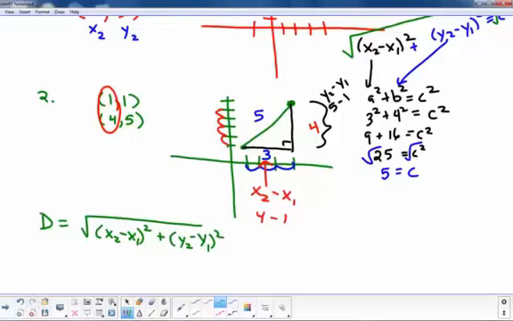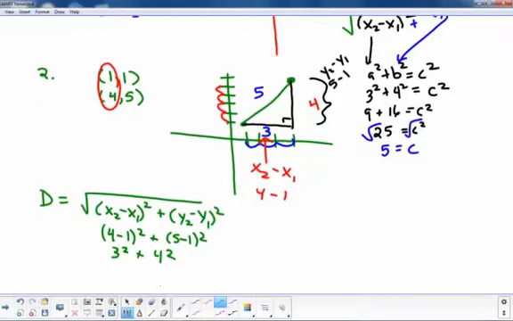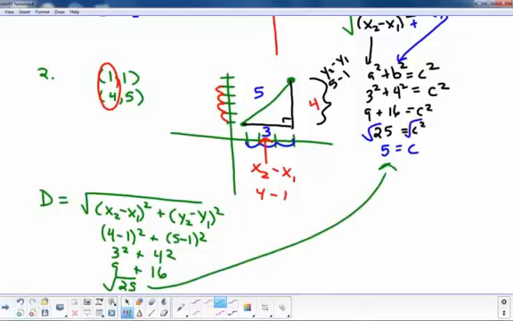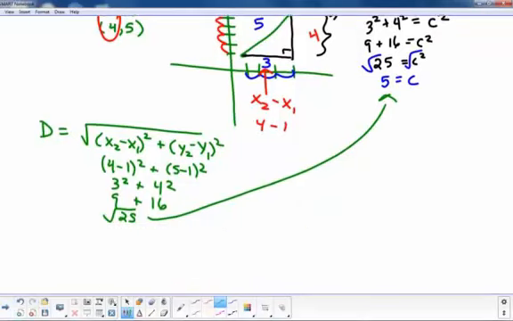If we did the same problem with just this formula, we would have 4 minus 1 squared plus 5 minus 1 squared. That's 3 squared plus 4 squared, 9 plus 16. And then when you take the square root of your 25, you still get 5. Same exact thing as right there. So let's do one more problem like this. I'm going to give you 2 points. This time you don't really need to plot it. We'll call this 3, even though this is really no number 3 in your book. 1, 9 and 2, 5.